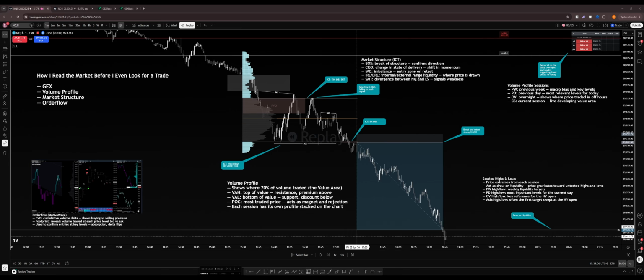A break of structure. This is when price breaks a significant high or low. It tells me the market has shifted direction. A bearish break of structure confirms we're moving lower, like you see here. We broke the low on the 15-minute and we moved lower. Imbalances. When price moves fast and hard in one direction, it leaves a gap in the candles.